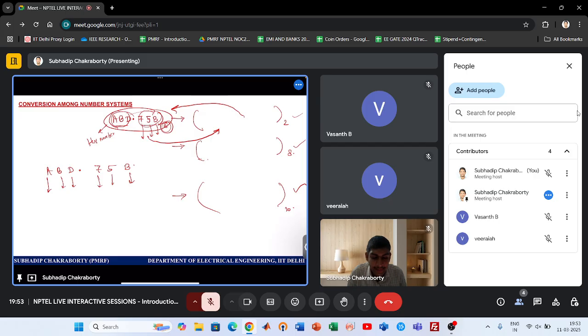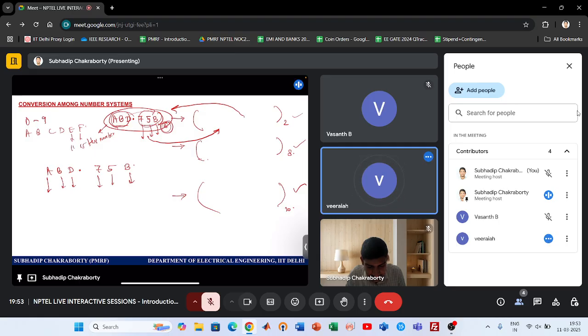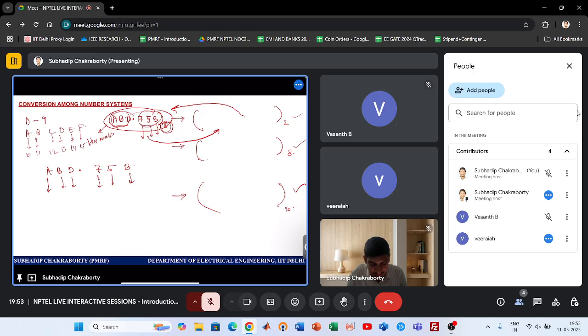What is D? 13. B means 11. So 0 to 9, then A, B, C, D, E, and F: 10, 11, 12, 13, 14, 15. E means 14, this is 13, this is 12, this is 11, this is 10. Now you just decode, okay? Because you already grouped into 4, 4 during making the binary from the decimal.